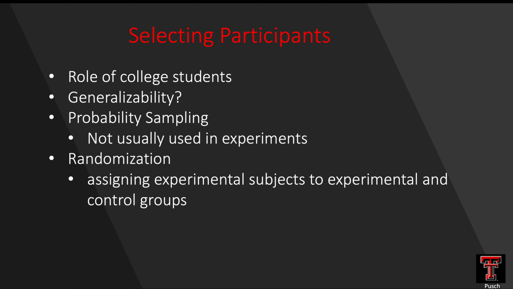Randomization, again, is very, very important. So you want to assign your experimental and control groups at random. You can't pick people to be part of groups for a specific reason. It has to be random assignment.